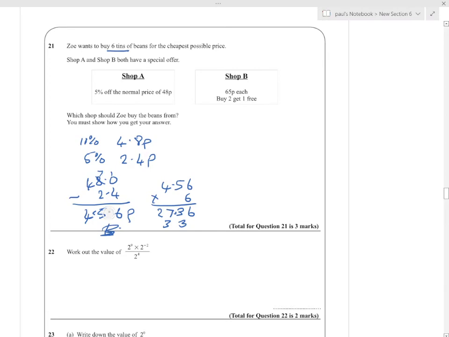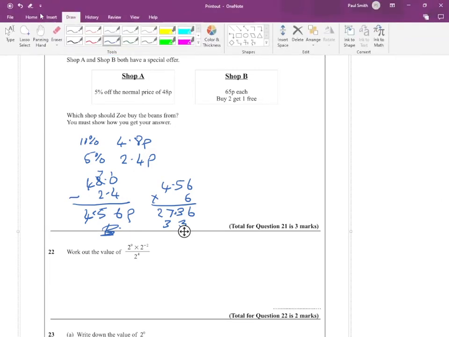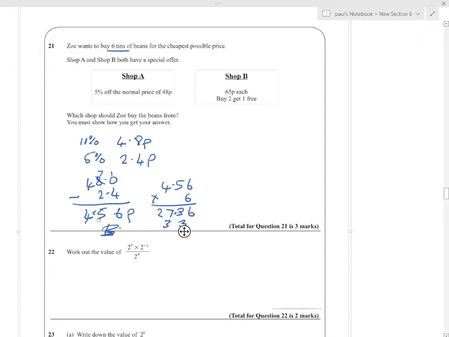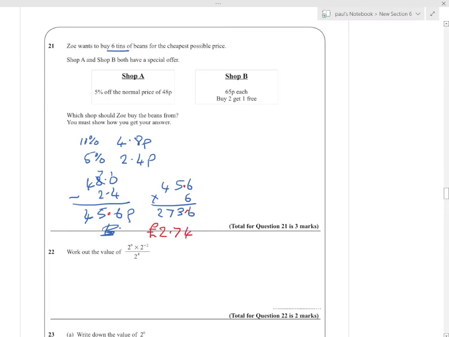I've got the decimal point in the wrong place, haven't I? I've got the right numbers, I think. Let's rub that out. So 48 take away 2.4 is 45.6. So that's 273.6 pence, which is £2.74. I'll just round that up a little bit, yeah? £2.74 from the first shop.